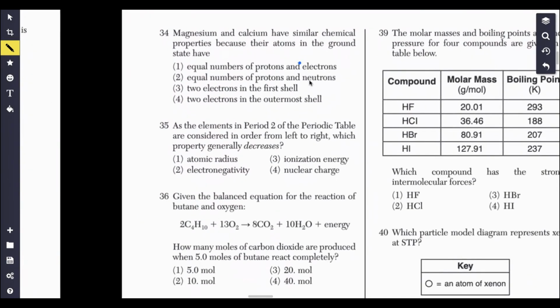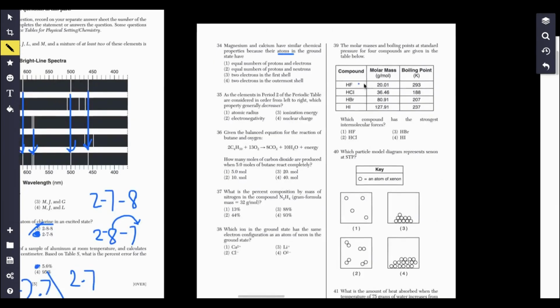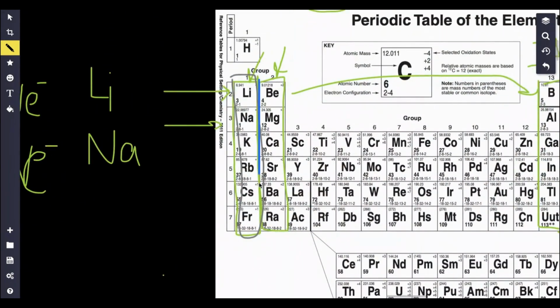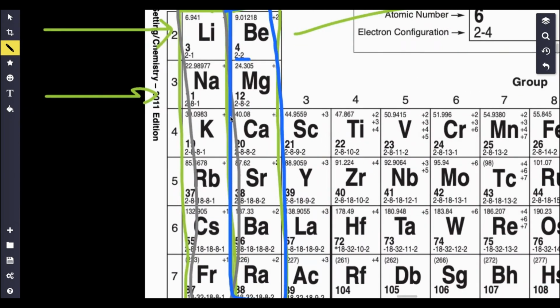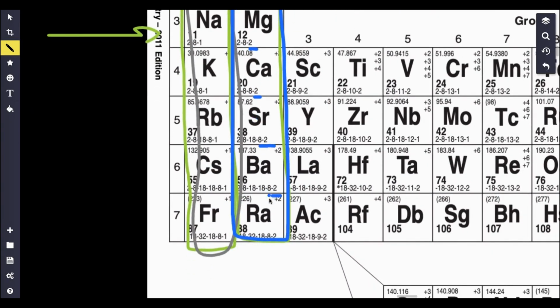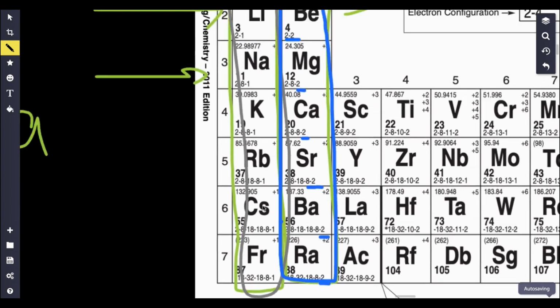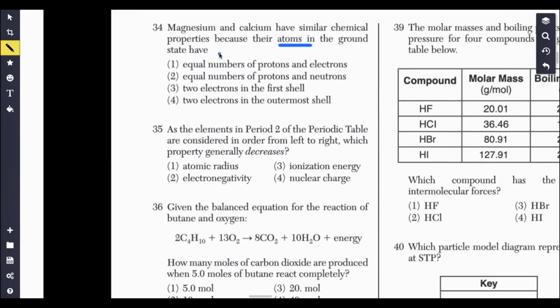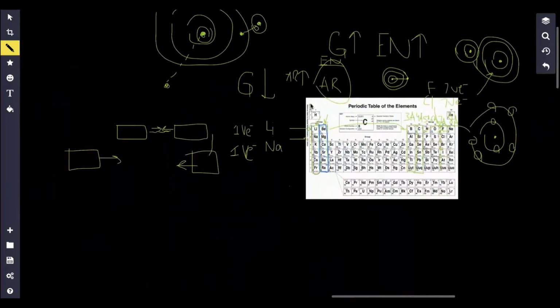Magnesium and calcium have similar properties because of their atoms in the ground state. Once again, things in the same group share similar chemical properties because notice how they have the same amount of valence electrons, which is just the outermost electrons. Because they have the same amount of valence electrons, that's going to lead them to have similar chemical properties. So they're going to have magnesium, calcium, Mg and Ca.